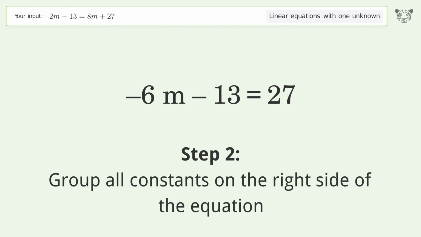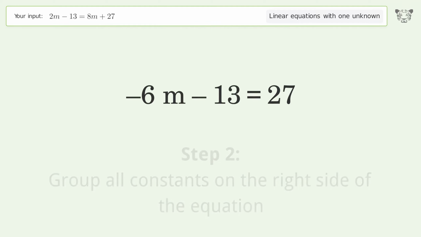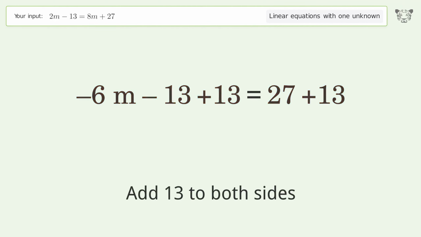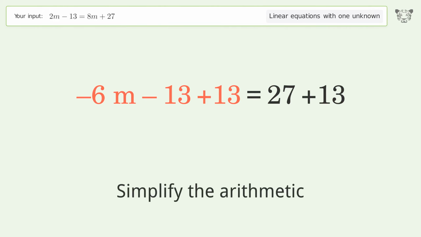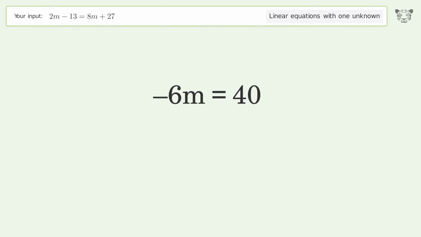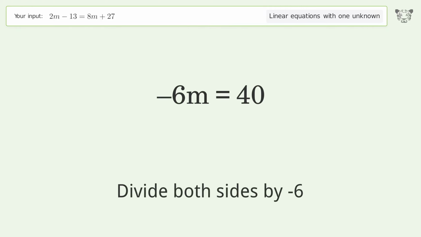Group all constants on the right side of the equation. Add 13 to both sides. Simplify the arithmetic. Isolate the m. Divide both sides by -6.